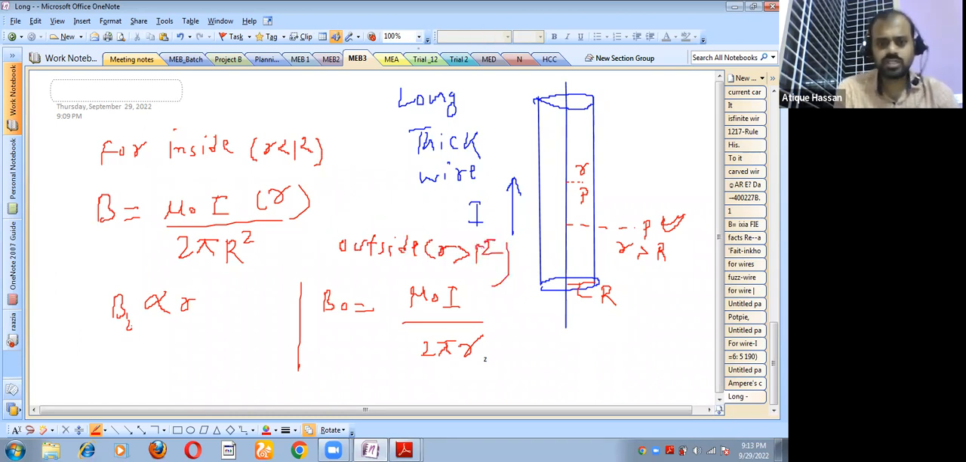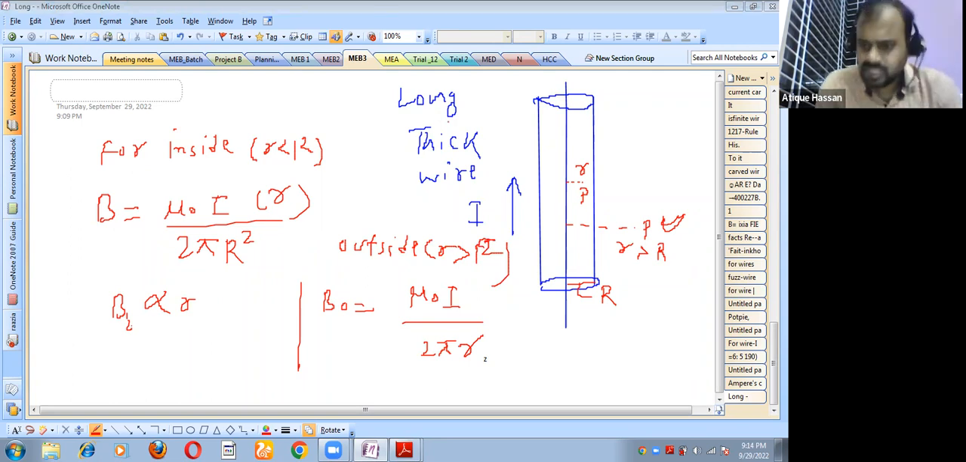All of you understood this? I think you already know this formula. If you don't know, you can understand it. So all of you understood it. I am not going to derive it. We will directly use this in solving numericals.